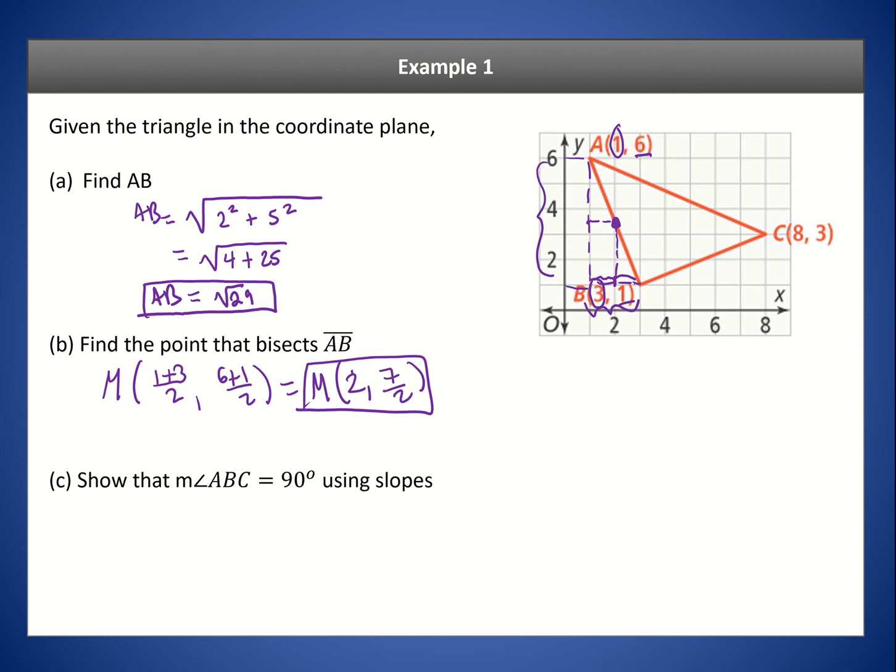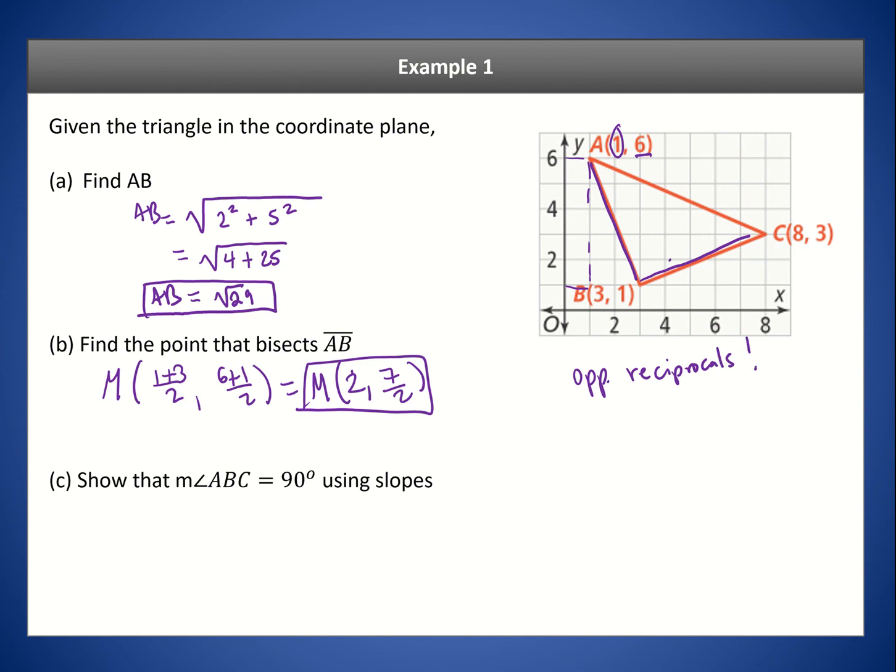All right, now we're going to show that angle ABC is equal to 90 degrees using slopes. ABC is this angle right here, and we want to show that it's a 90-degree angle. In order to do that, we need to find the slope. Let me erase all of this first. We need to find the slope of this and the slope of this. Remember that if two line segments are perpendicular, their slopes are opposite reciprocals. And that will show that they're perpendicular.